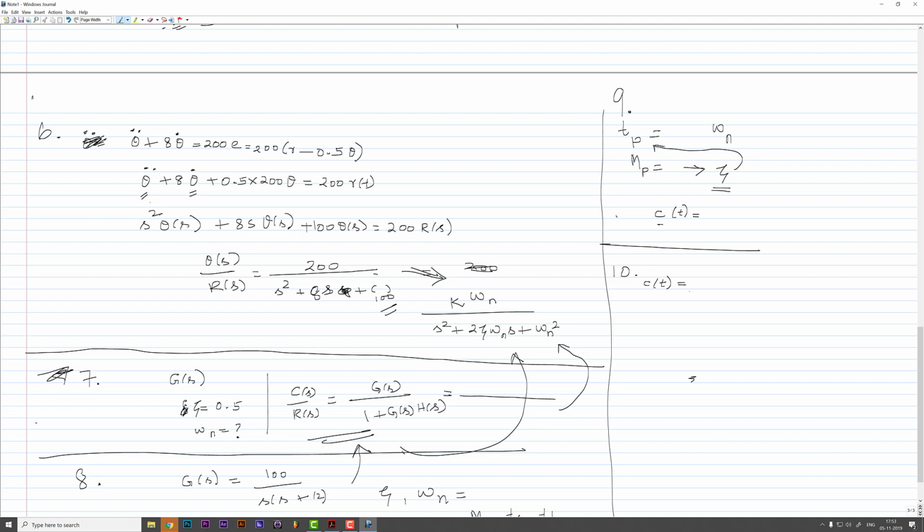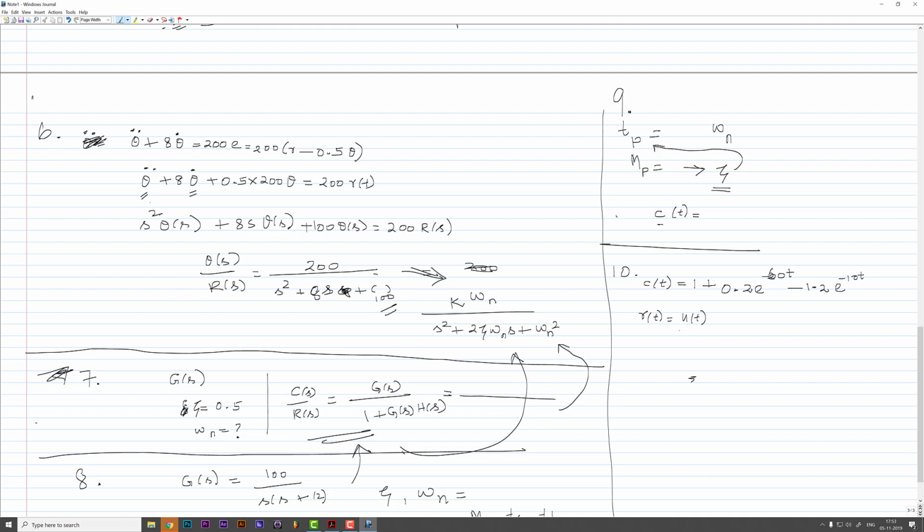C of t is given here as 1 plus 0.2 e power minus 60t minus 1.2 e power minus 10t. All right, so this is the response for R of t equal to U of t. Okay, so that is the input.